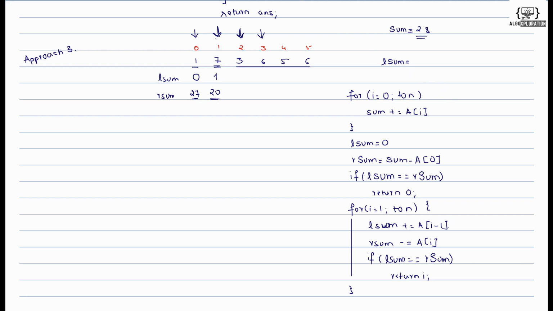We have just solved this problem using two for loops which are not dependent on each other. So time complexity will be order of n and space complexity will be order of 1. But let's try to run this so that you will get the clarity.